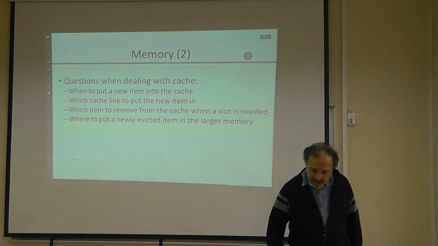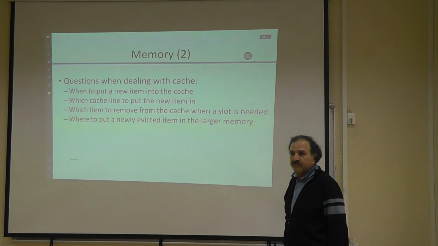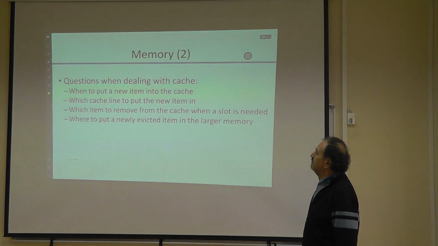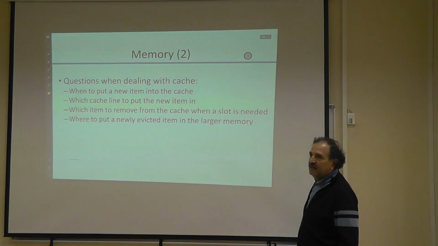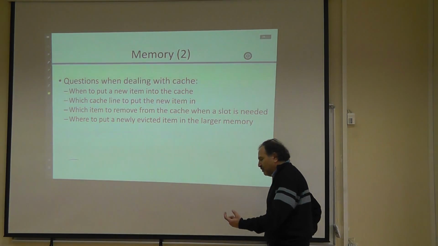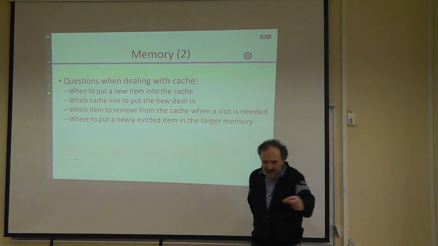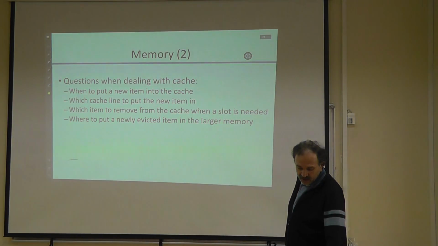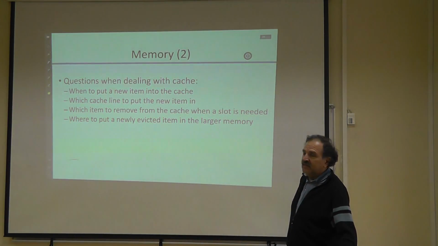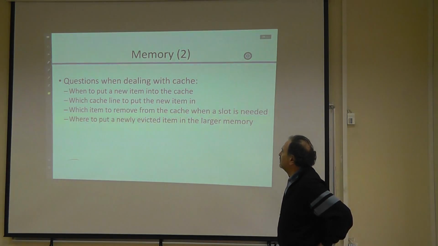There are many problems with the cache. You looked at some of these in some of your classes actually. When do we put a new item into the cache? What kind of items do we keep in the cache? Which cache line do we put the new item in? Since the cache is very small, I need to select a place to put my data. The selection process takes some time and some logic. When there is no space inside the cache, I need to remove some item from the cache.